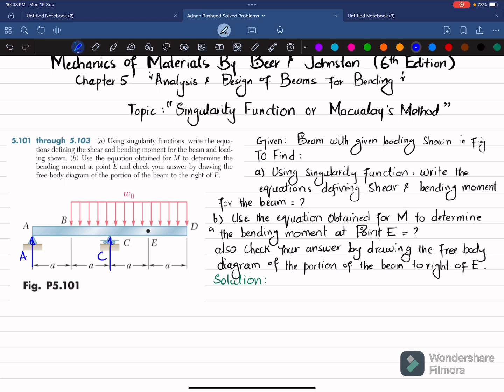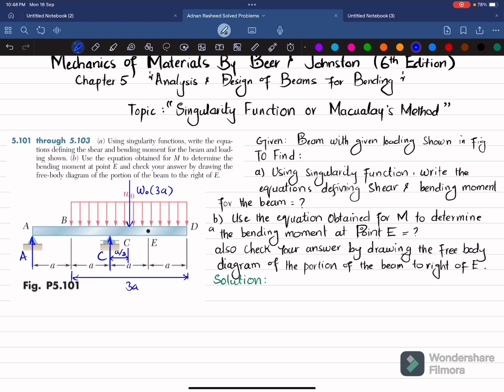And what if you convert this uniformly distributed load into point load? So it will be W times the length over which it acts, and this is the length 3A. You can see this is 3A. So I will write it W into 3A, and that will act at a distance of a by 2 from this side. A by 2. Okay, this is the distance.